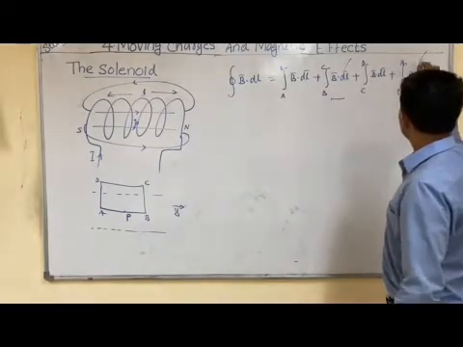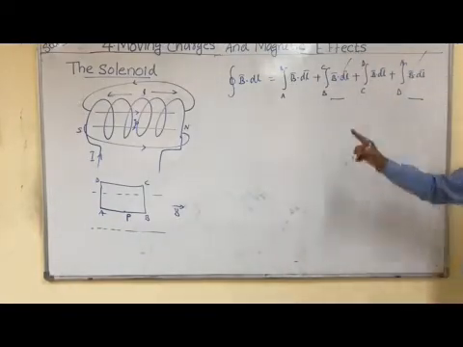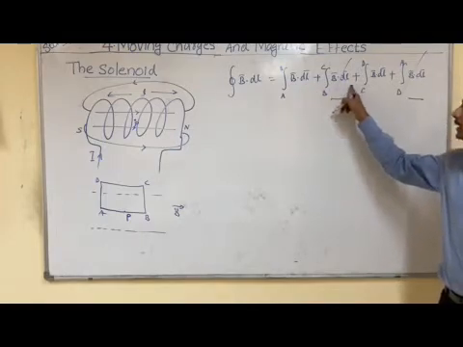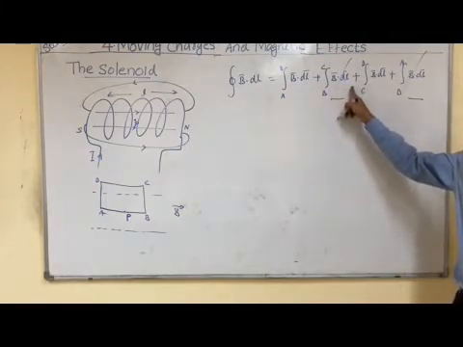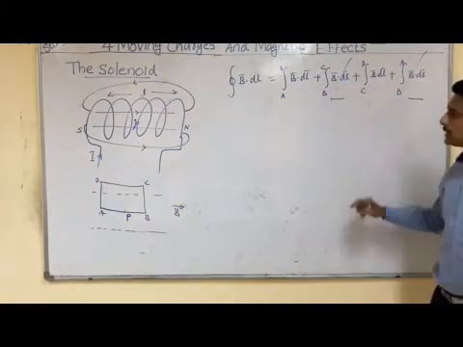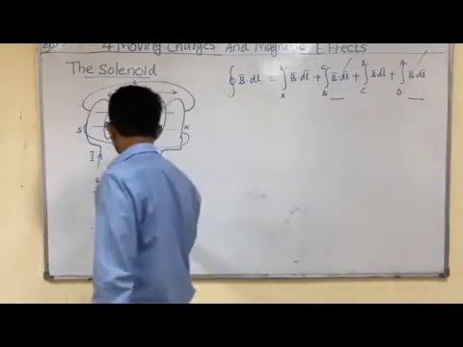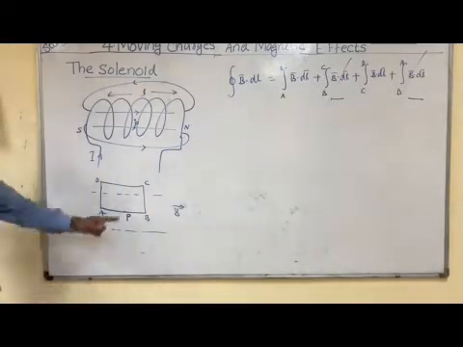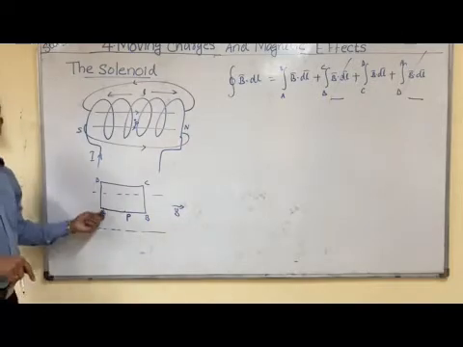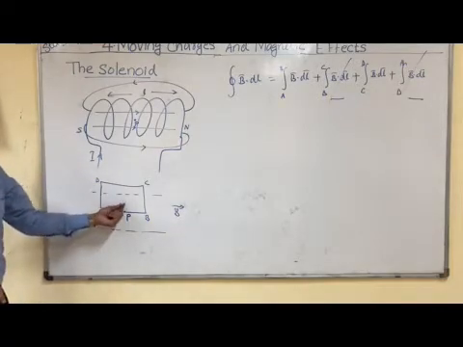These two terms can be eliminated because B dot dl means B dl cos 90, so these terms will be 0 only. In the same way, you see that one more term is coming, C to D. That means the third term, integral of C to D, B dot dl, is coming.